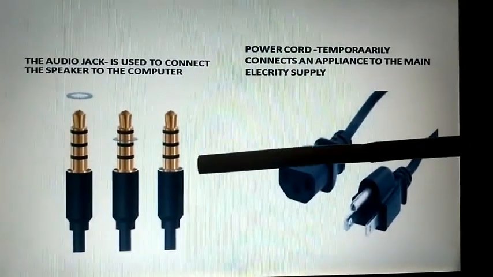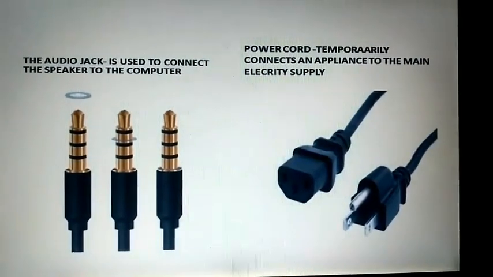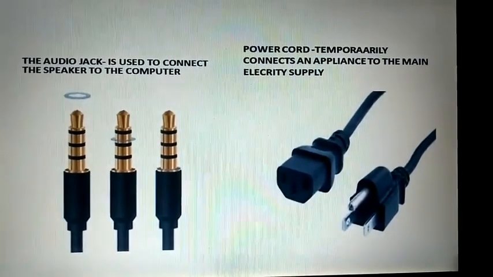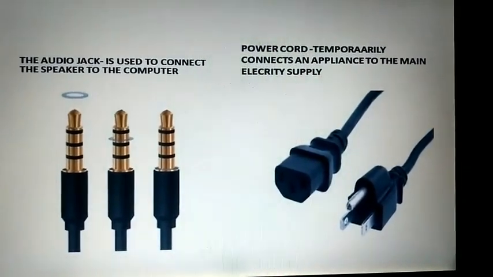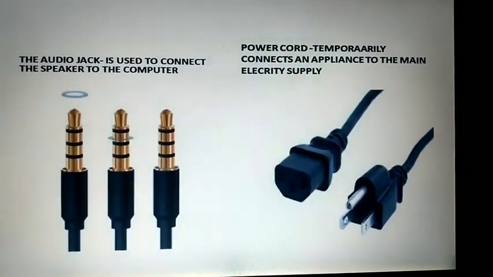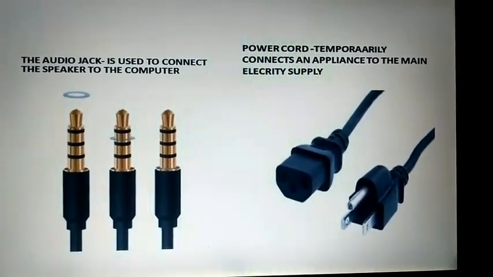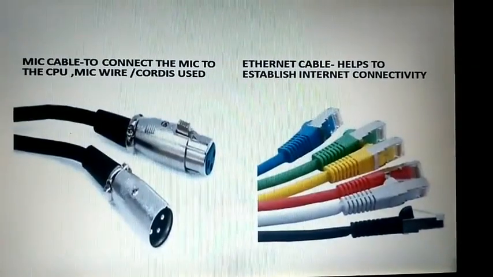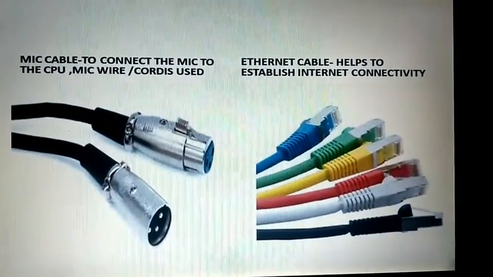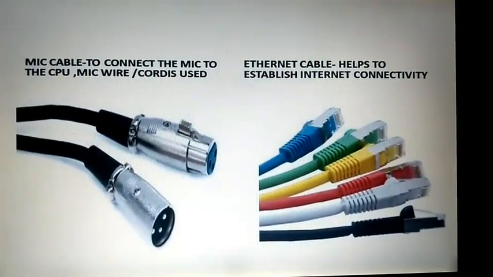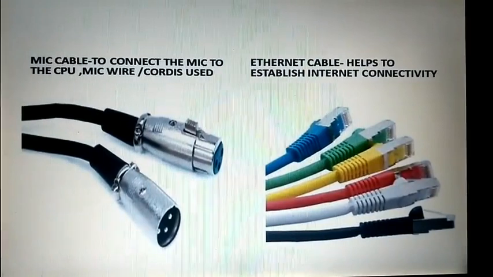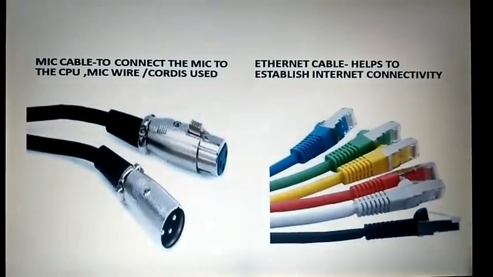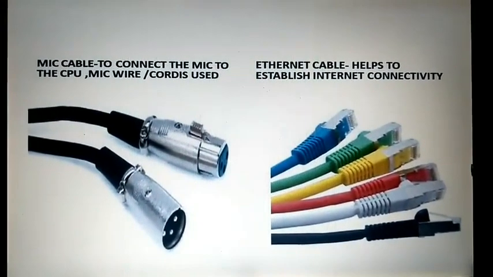The audio jack is used to connect the speaker to the computer. Power cord temporarily connects an appliance to the main electricity supply. This is mic cable. To connect the mic to the CPU, mic wire or cords are used. Ethernet cable helps to establish internet connectivity.